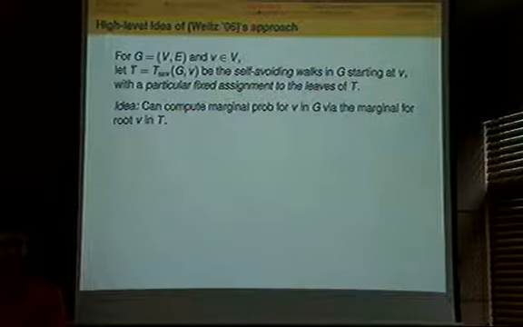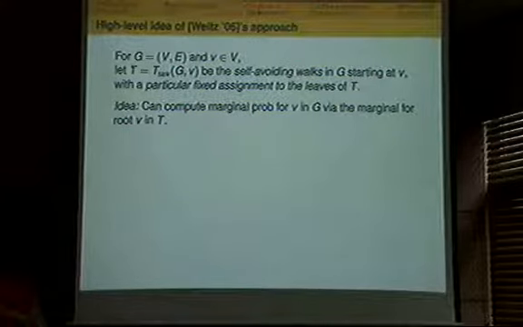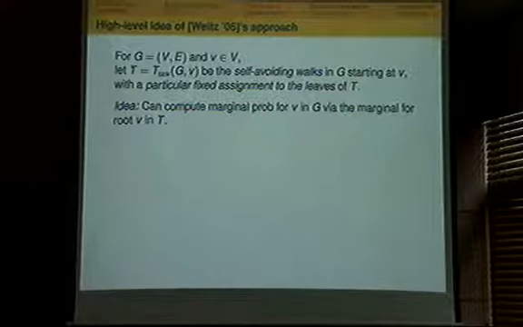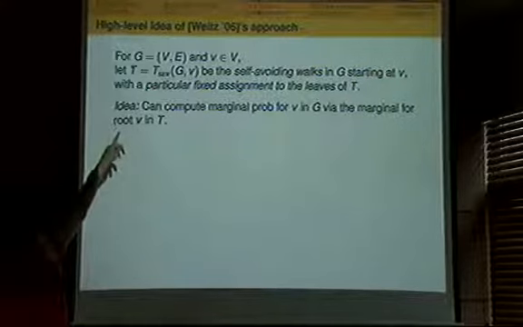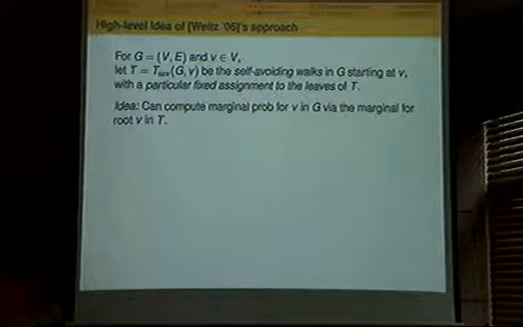So for any graph, I can build a tree where the marginal of the root equals the marginal of the vertex in that graph. Then I reduce the problem of computing the marginal in this graph to computing the marginal for the root of a tree. And then I'm on a tree, it's easy. It's amazing: for any graph, I can build a tree where the marginal is exactly equal. It's not even approximate. So what does he do? The tree that he builds is the self-avoiding walk tree.